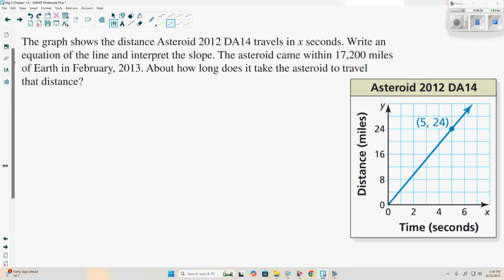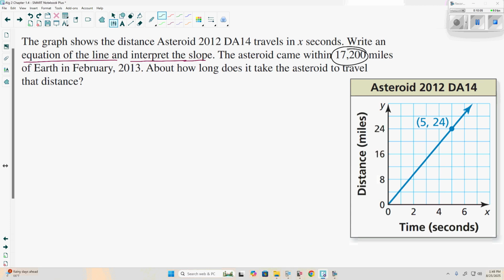All right. So the first problem we're looking at is this one here. The graph shows the distance asteroid 2012 DA14 travels in x seconds. Write an equation of a line and interpret the slope. Then the asteroid came within 17,200 miles of Earth in February 2013. About how long will it take the asteroid to travel that distance? So three main questions we need to answer.